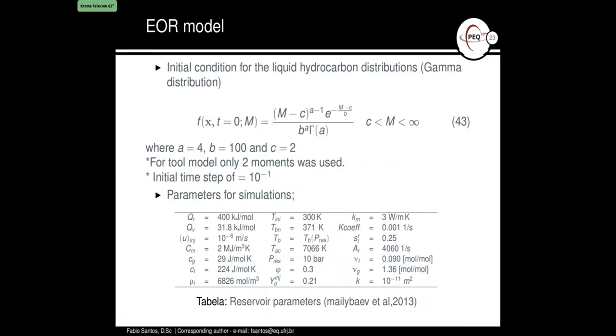And this is the initial condition for hydrocarbon distribution. We use the gamma function with these parameters, and we use only two moments just as a toy model. With this time step, and these parameters came from Mailybaev, Alexei actually, and we used them to simulate the case.